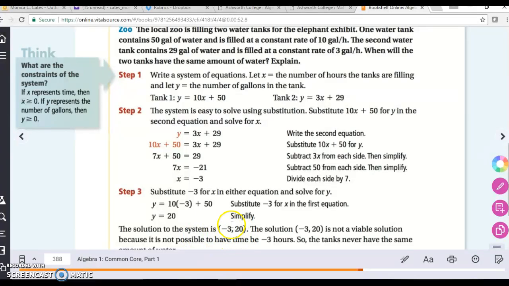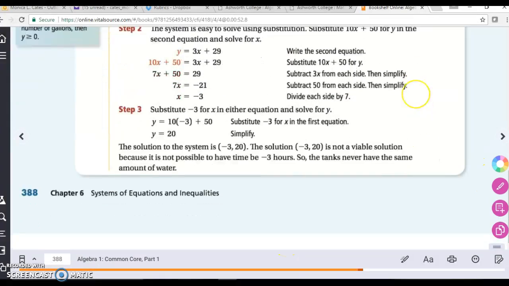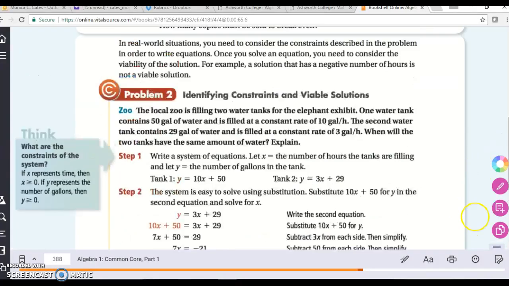Let's think about that. x is the number of hours the tanks are filling, and y is the number of gallons. So (negative 3, negative 20) is not a viable solution because it's not possible to have negative 3 hours. Can't go back in time, right? So the tanks never have the same amount of water. So that's basically what that says.